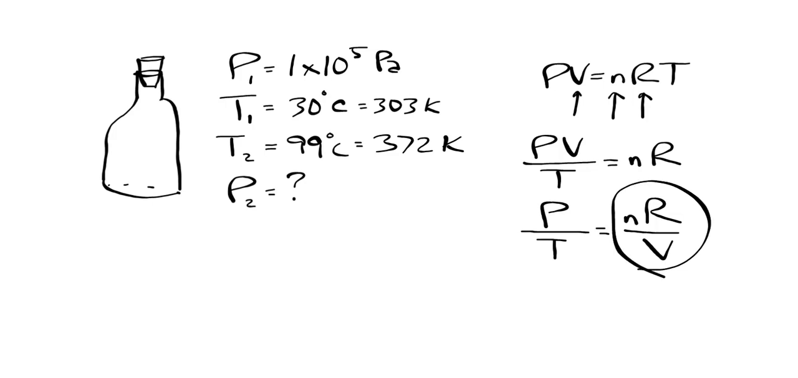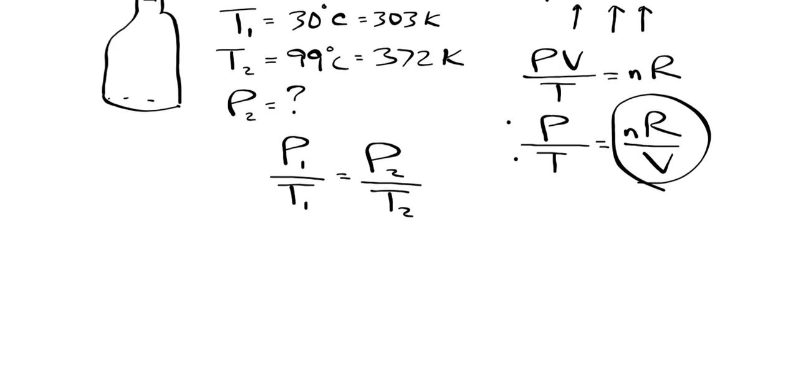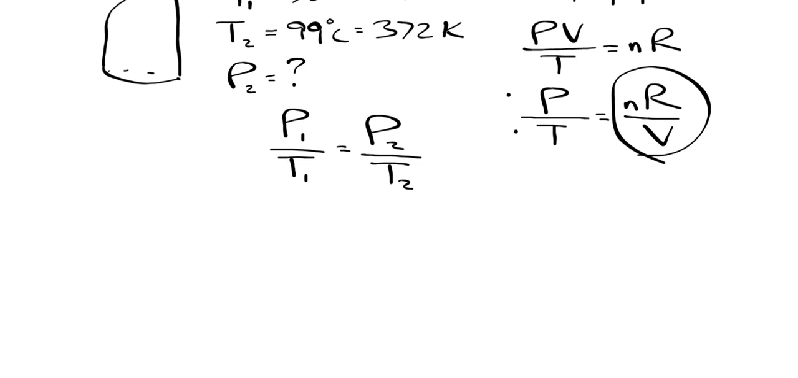This entire thing is a constant, which means any combination of pressure and temperature will be equal to any other combination of pressure and temperature. And the way I'm going to write that is like this: P1 over T1 equals P2 over T2. Now in our case, what we're solving for is P2, so this is going to be a simple matter of multiplying both sides by T2 to get the following expression: P2 equals T2 over T1 times P1.